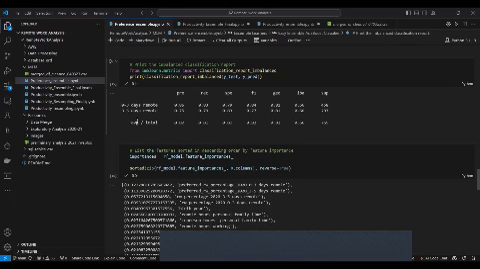Then the third column is about specificity. It measures the ability of the model to identify negative cases correctly. Then the fourth column of our result is F1 score. This is the harmonic mean of precision and recall. Then the fifth column is about geometric mean. It is similar to F1 score. It is the geometric mean between our precision and recall.